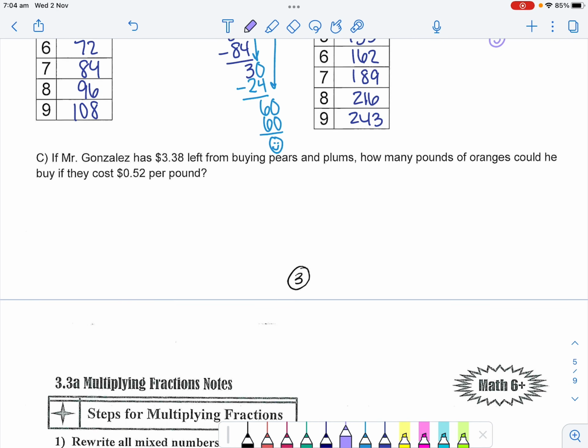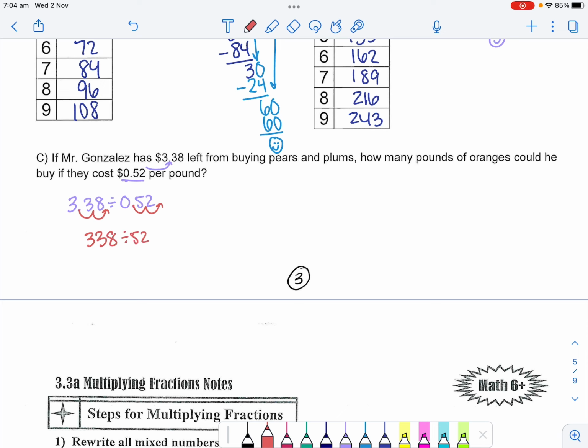Part C says, if Mr. Gonzalez has $3.38 left from buying pears and plums, how many pounds of oranges could he buy if they cost 52 cents per pound? So I want to know how many times this goes into that. So I'm going to do 3.38 divided by 0.52. So this decimal needs to move twice, 1, 2. This decimal needs to move twice, 1, 2. So this becomes 338 divided by 52.